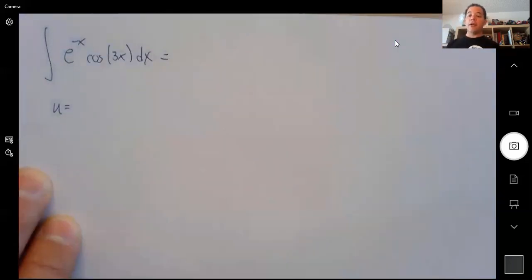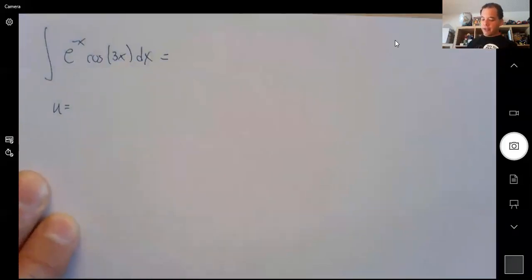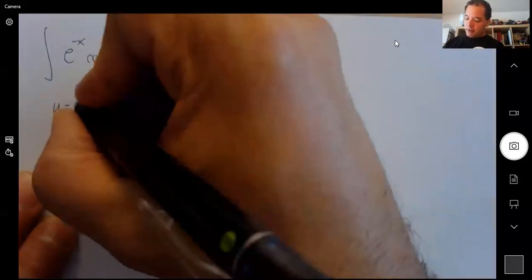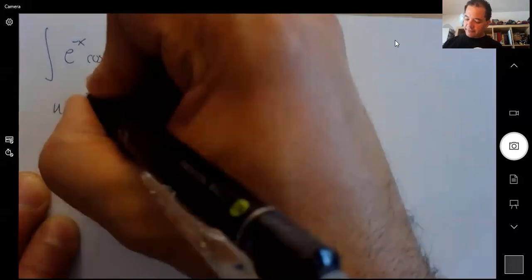The only thing you need to be careful is that you keep the same form when you reapply it, because if you change midway, you're going to come back to the one you started with. It's going to be like running in circles and not doing any work at all. So I'm going to pick, I don't really care, e to the -x, and then dv is cosine 3x.